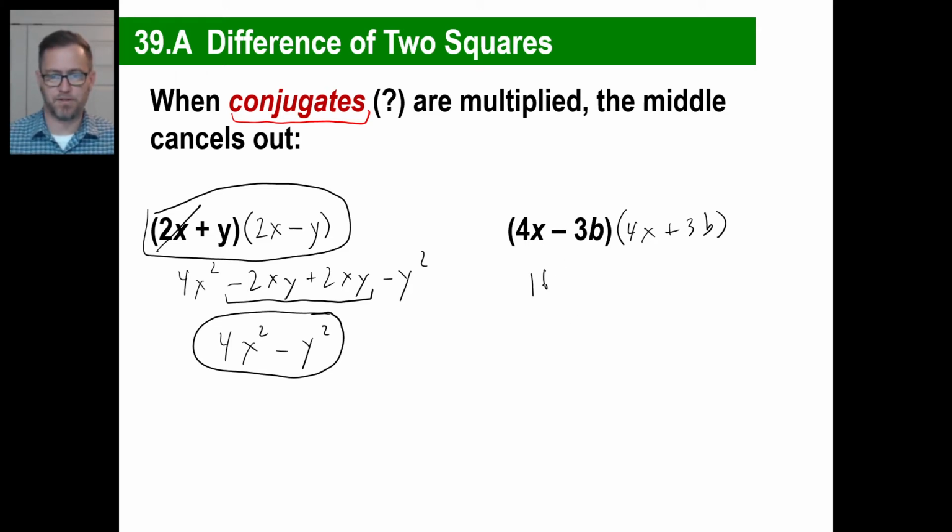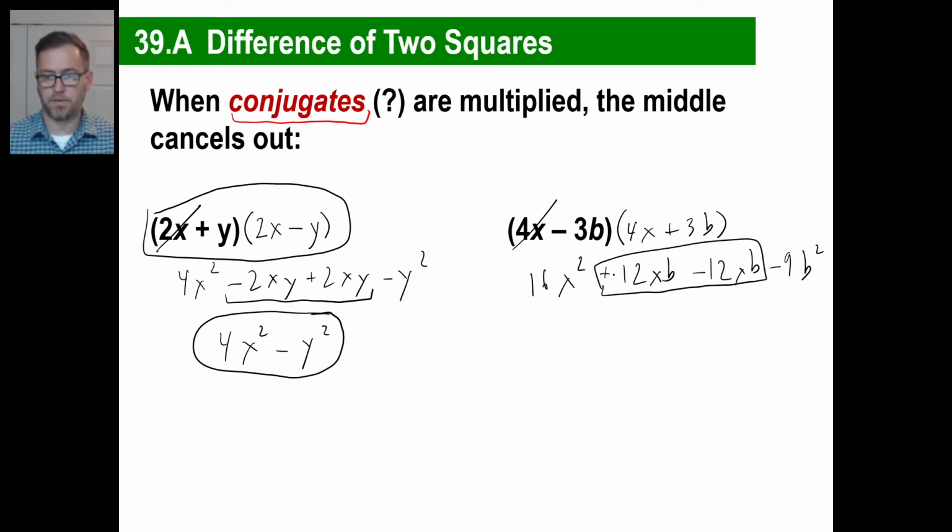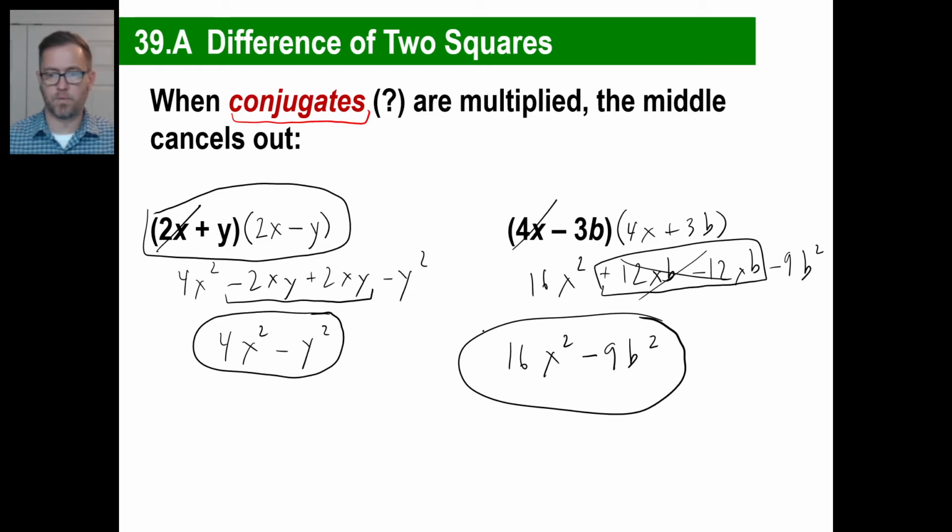Okay, 4x times 4x is 16x squared. 4x times 3b is 12xb. Negative 3b times 4x is negative 12xb. And then negative 3b times positive 3b is negative 9b squared. Look at this, these two cancel. They're gone. Now we have 16x squared minus 9b squared. Look at this and see how it relates to the 4s and the 3s and the x's and the y's. You see what happens here? I'm not going to explicitly say what it is, but we're going to get to that in a second.